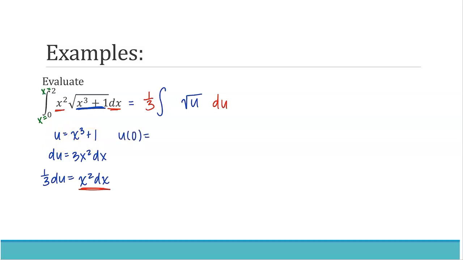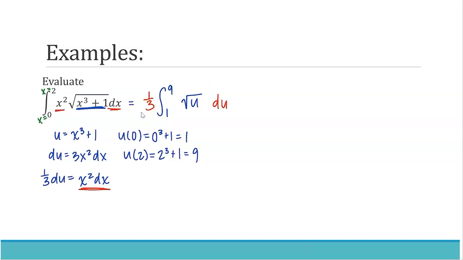So u of 0 is 0 cubed plus 1. So I turned this x value into a u value. I plugged x equals 0 into x cubed plus 1, and that makes it a u value. So now this would be a 1, and then u of 2, plugging in 2 for x, I did 2 cubed plus 1, which is 9. So now I've made my limits of integration into u values. I don't technically need to write u equals 1 and u equals 9 because it's already implied that they're u's because of the differential.